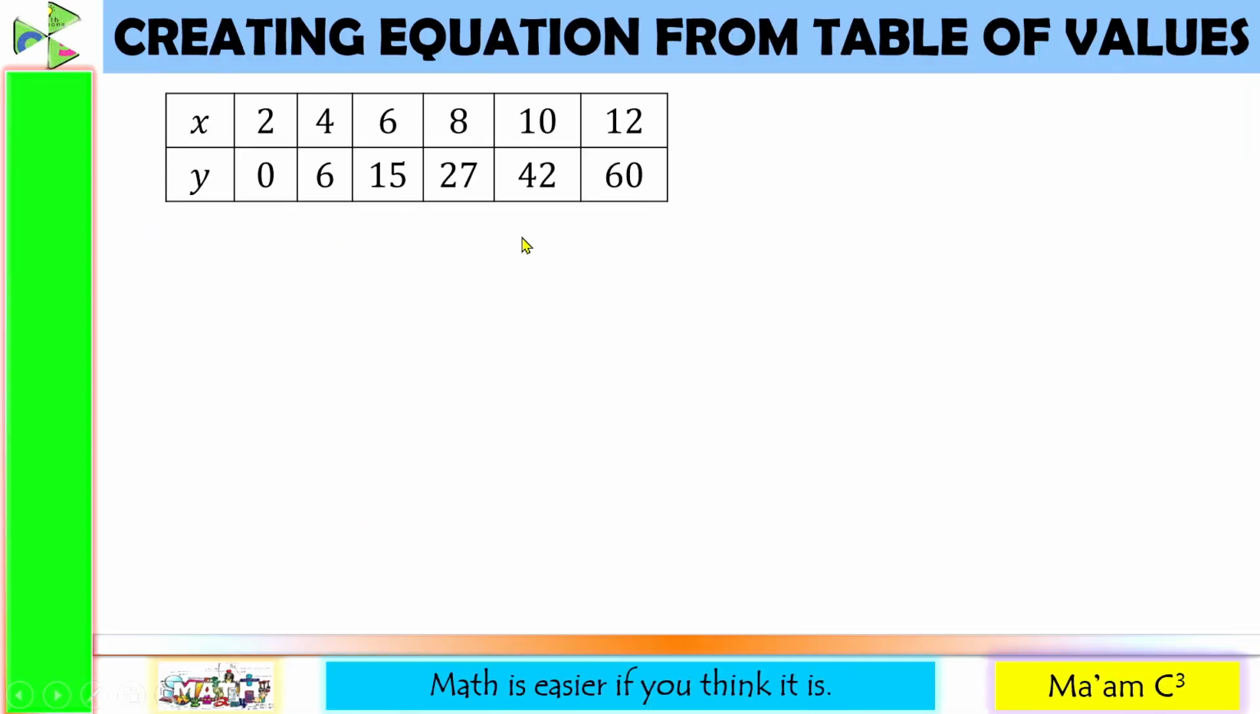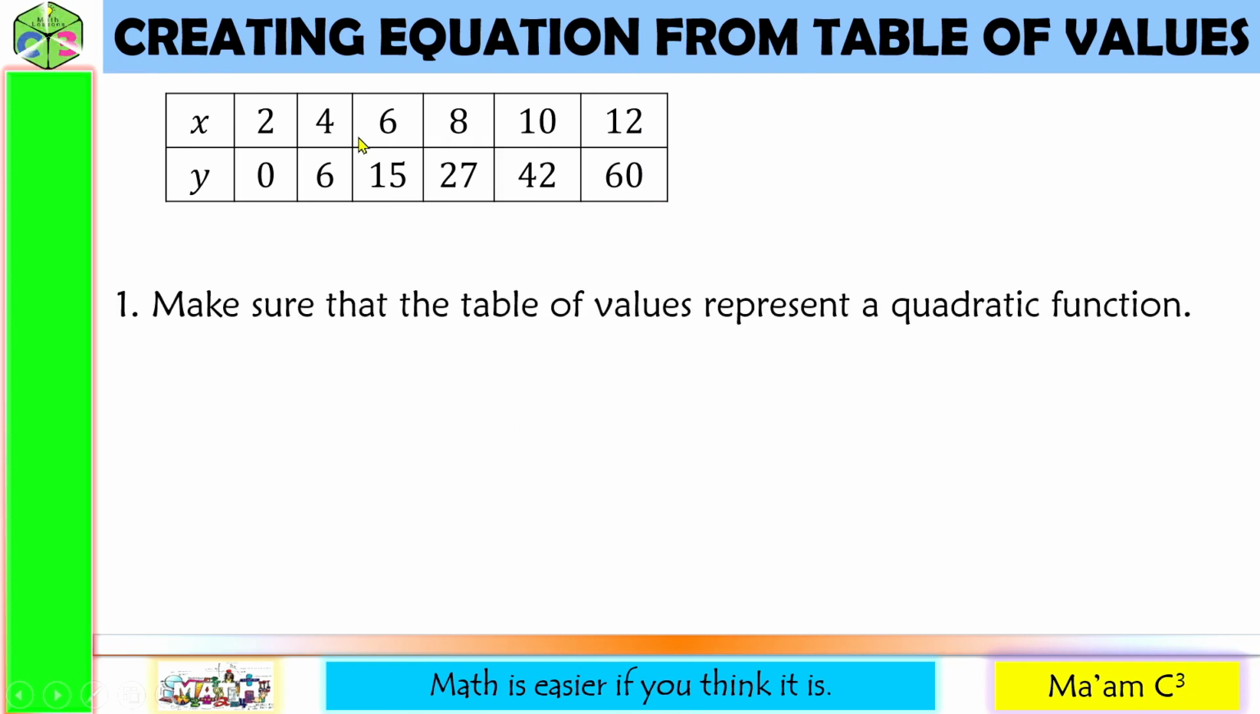I have here the table of values, and the first step is to make sure that this represents a quadratic function. First, we have to determine that there is an equal increment in x. 2, 4, 6, 8, 10, 12. There is an equal increment of 2. So this is check.